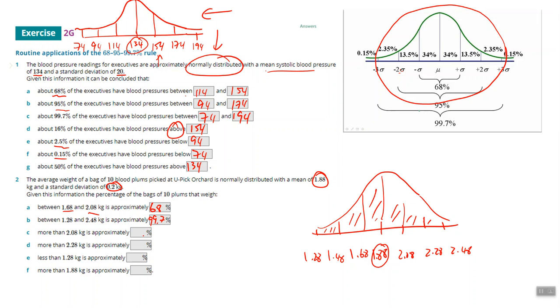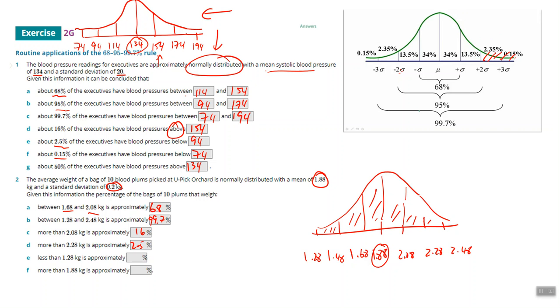2.08 is approximately what percentage? More than 2.08. 2.08 happens to lie 1 standard deviation from the mean, so it's here. We want more than that, so that's the area we want to add. So if you add 13.5 plus 2.35 plus 0.15, you should get 16%. More than 2.28 would be this area and that area, so that adds up to 2.5%.